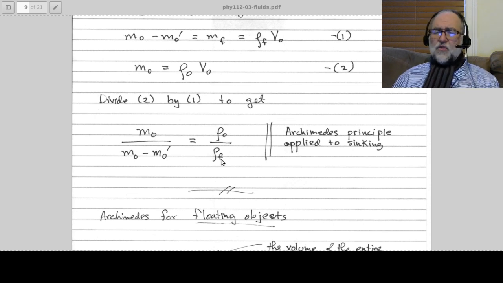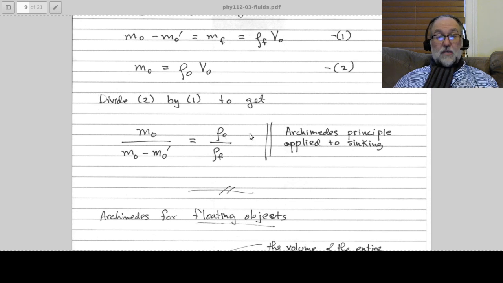Now, you can see this formula could be rearranged in different ways. I'm going to work with it this way because it's a little easier to work with. In the lab, you might have to rearrange this, okay? But the reason this is nice is because it has the density of the object divided by the density of the fluid, so it has that as a ratio.